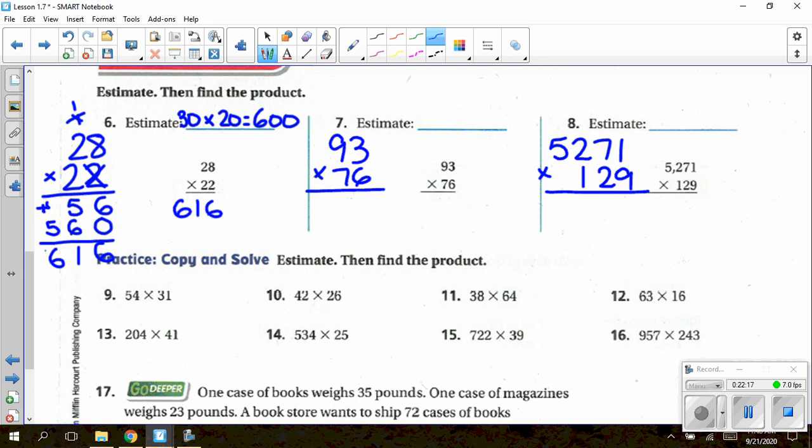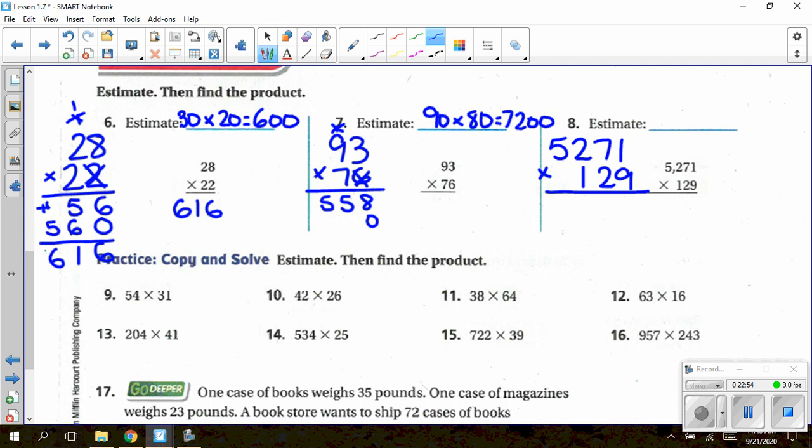For question number 7, the 93 would round down to 90 times, and the 76 would round up to 80. So 9 times 8 is 72, and add 2 zeros. So that means my answer will be around 7,200. Now to multiply this out, 3 times 6 is 18, regroup the 1. 6 times 9 is 54, plus 1 is 55. Cross off the 6, drop a 0, and cross off the 1 that we regrouped.